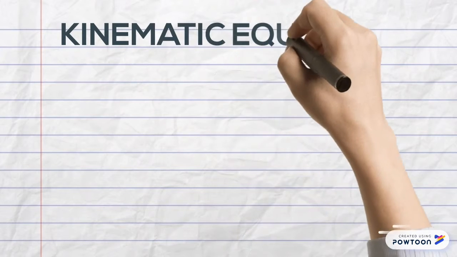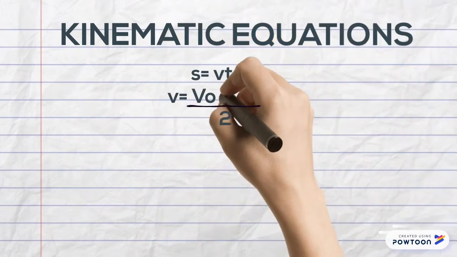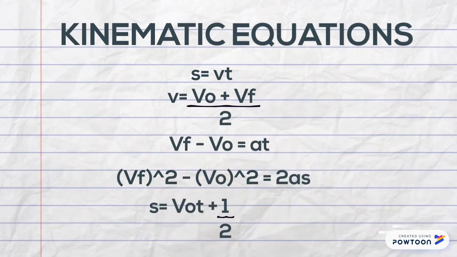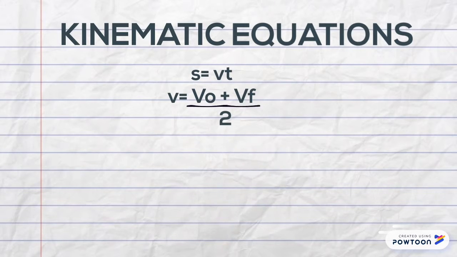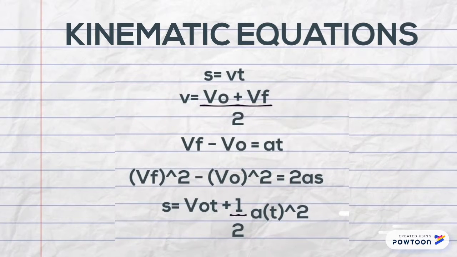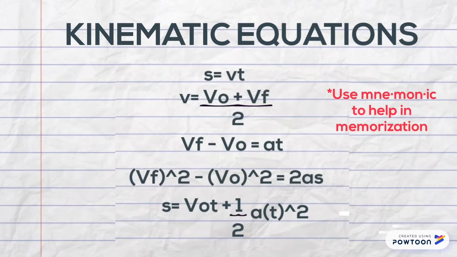These are the kinematics equations. S stands for distance, V stands for velocity, V sub O means initial velocity, V sub F means final velocity, A stands for acceleration, T means time. These equations are the formulas for the whole kinematics problems. In order for you to memorize all these formulas, we need to create a mnemonic or something related so that it will be easier for us. If you're a Filipino or if you can understand the language of a Filipino, then you can use our mnemonics for all of these formulas.